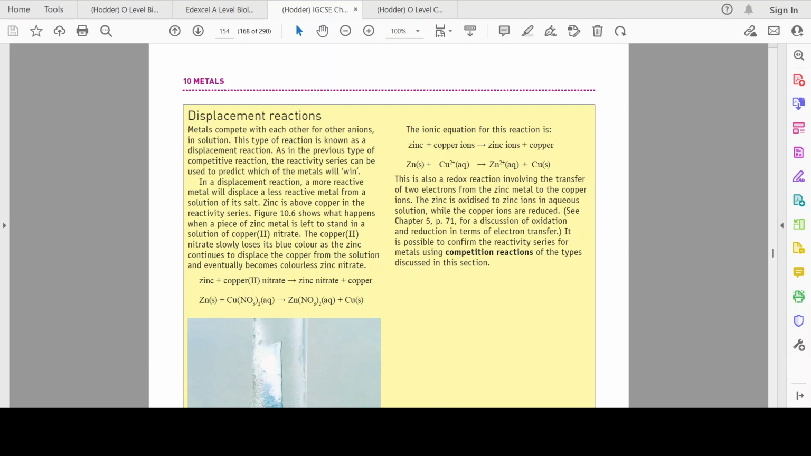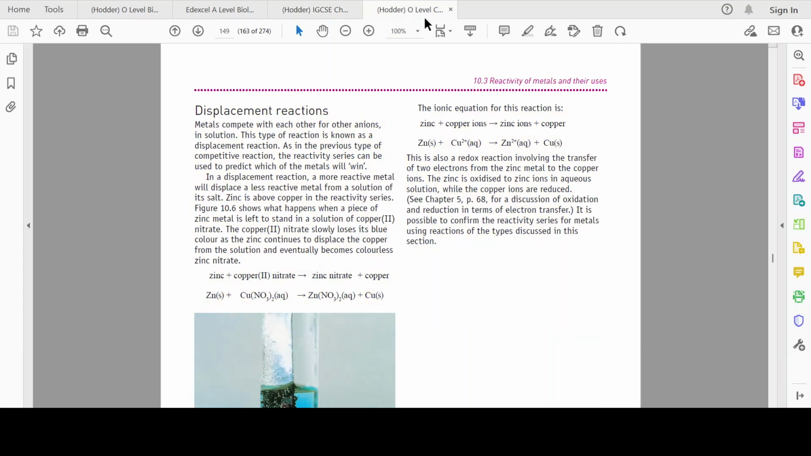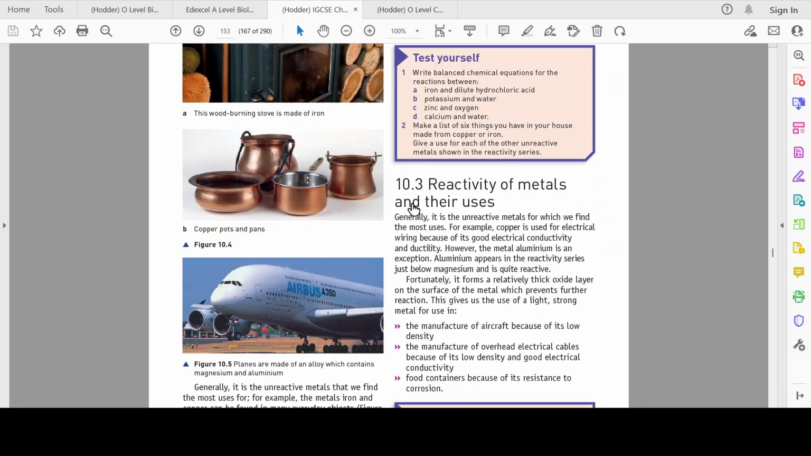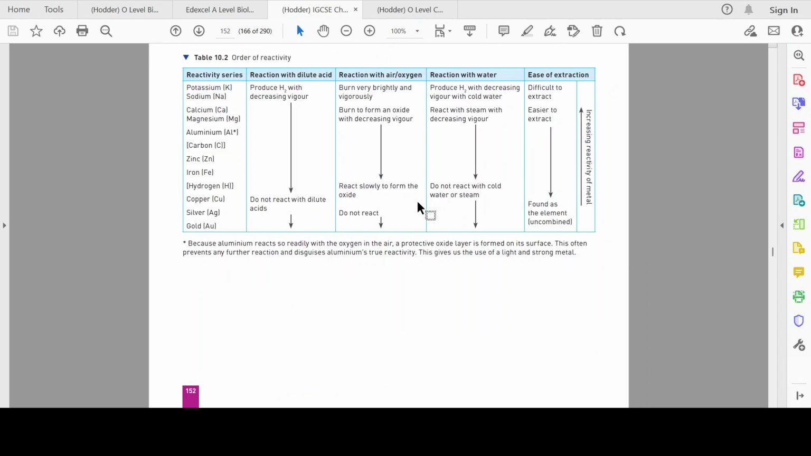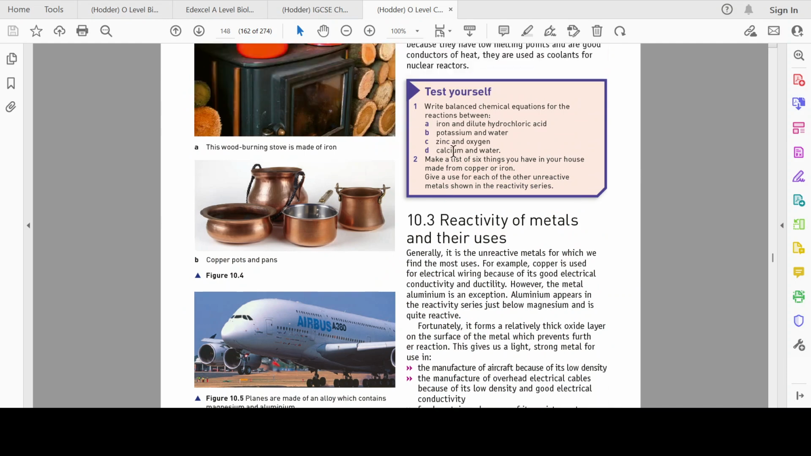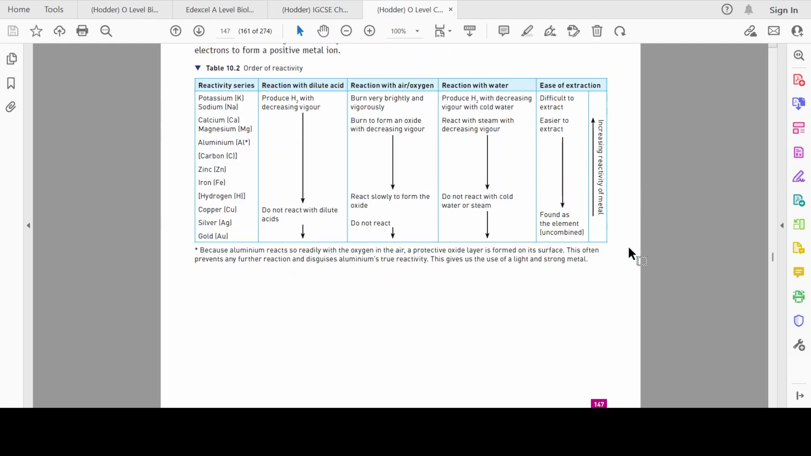Right, so you can see that the one on screen is the IGCSE book. This one's the O Level book. Okay, and just go up. Right, that is the reactivity series given. You've got the list of the metals, and they've given how easily they react with dilute acid, then with air and oxygen, finally with water. So you have that to refer to. All right, same thing over here, the O Level book.